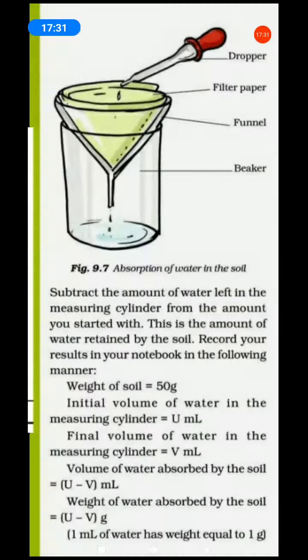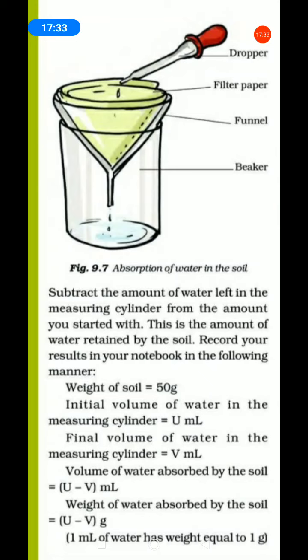Next, page number 102. Subtract the amount of water left in the measuring cylinder from the amount you started with. This is the amount of water retained by the soil. So record your results in your notebook. All of you see the picture 9.7, absorption of water in the soil.